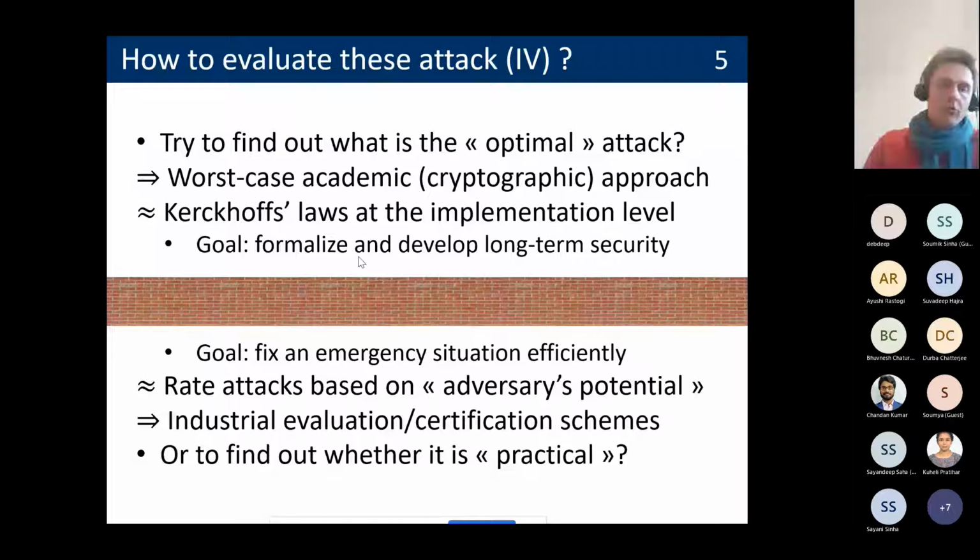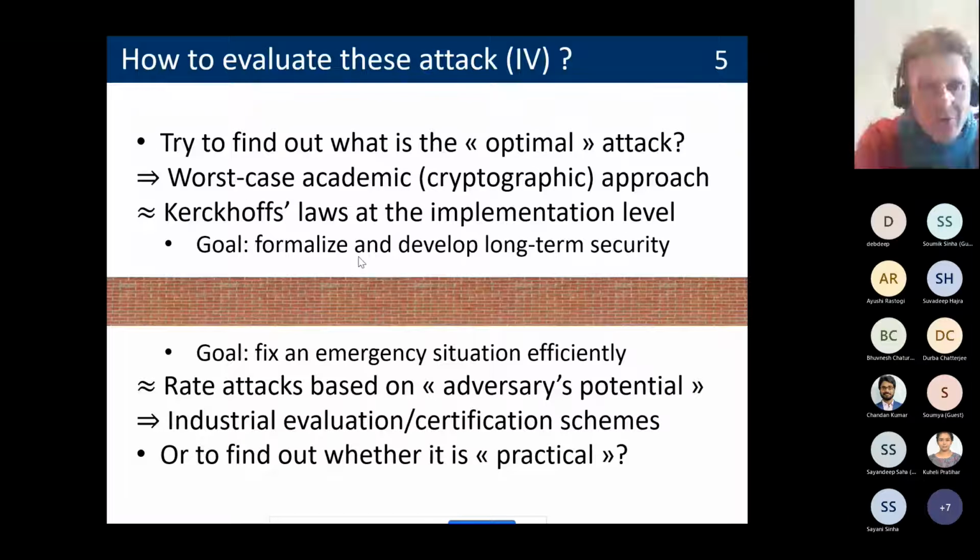The other approach, the approach of finding out whether these attacks are practical, this was much more driven by industry, evaluation and certification schemes. And I would say the goal is quite different. The goal first was to fix an emergency situation efficiently. And for this, what was developed is this idea to rate the attacks based on the adversary's potential.